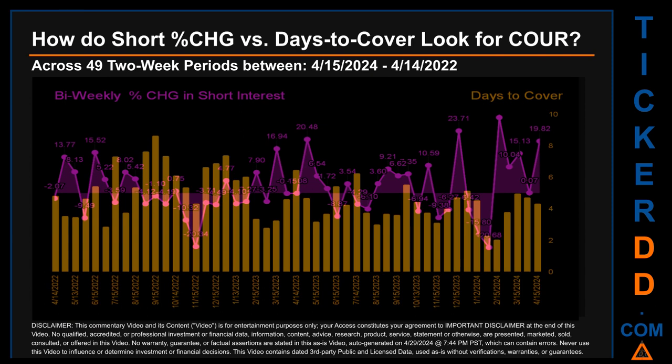Zooming out, I looked across 49 2-week snapshots, from latest found, April 15, 2024 to oldest found, April 14, 2022. In the graph, I overlaid bi-weekly percentage change in short interests against days to cover. Across these 49 2-week snapshots, the average percentage change of short interest was about 1.93%. Other interesting data points include: the largest percentage increase in short interest was 28.78%. The largest percentage decrease in short interest found across those 49 2-week snapshots was minus 20.68%.